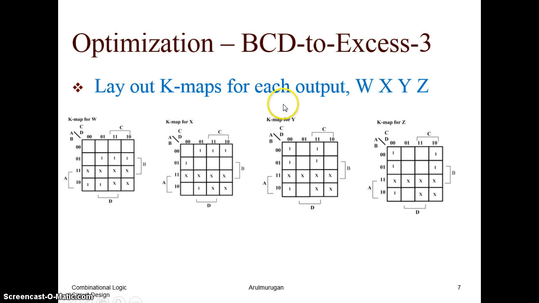This is the layout of K-maps for each output W, X, Y, Z. This is the XS3 output. Here is the output for W, and this is the output value for X. This 1 represents the output value 1 in the tables. Likewise, we group the individual mappings. Here we use don't cares for after the BCD is over. The binary coded decimals go up to 9, and the remaining 10, 11, 12, 13, 14 and 15 are used as don't cares. This is represented in X.